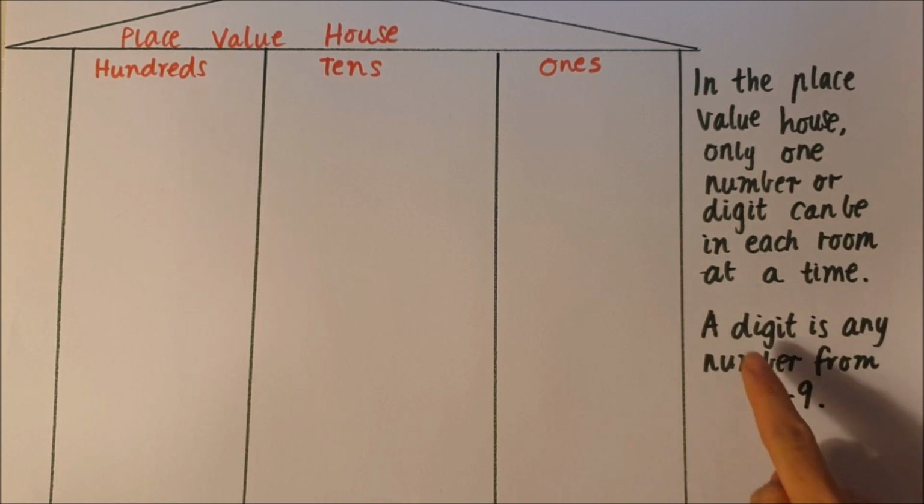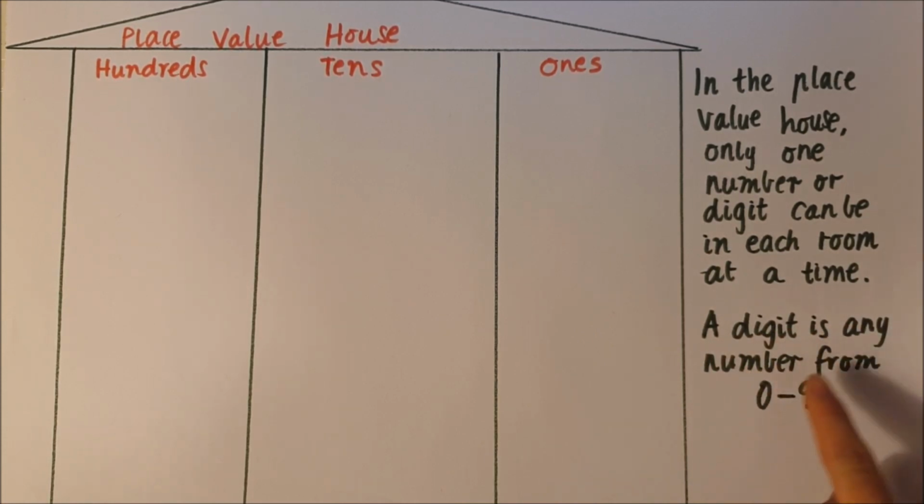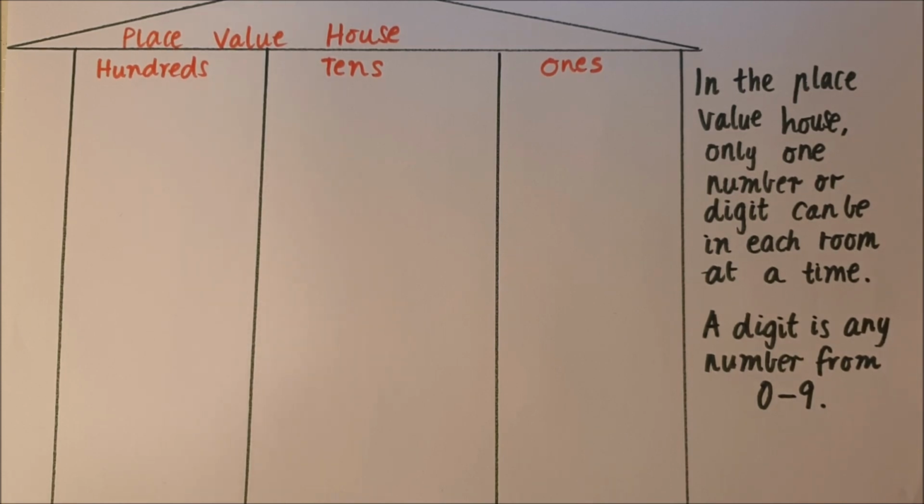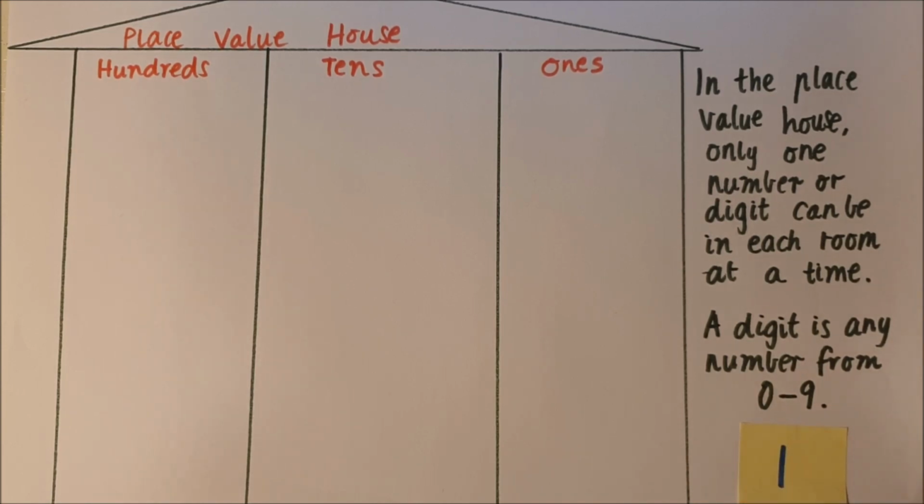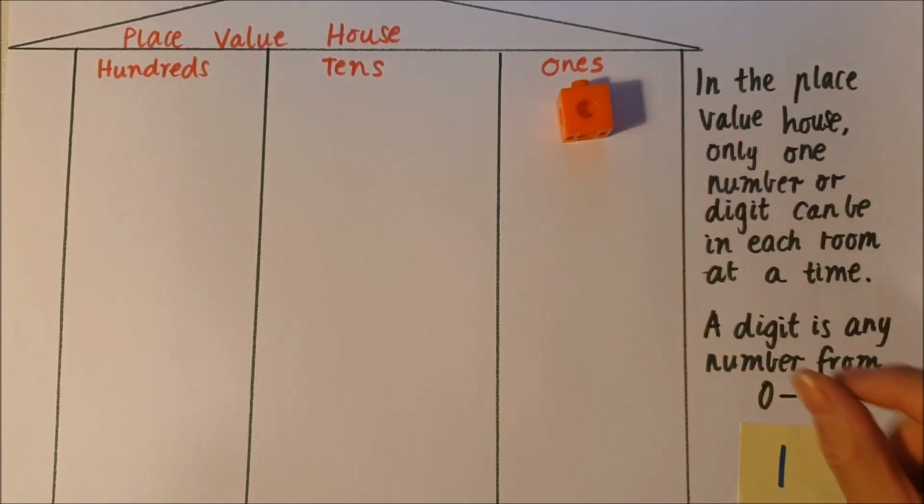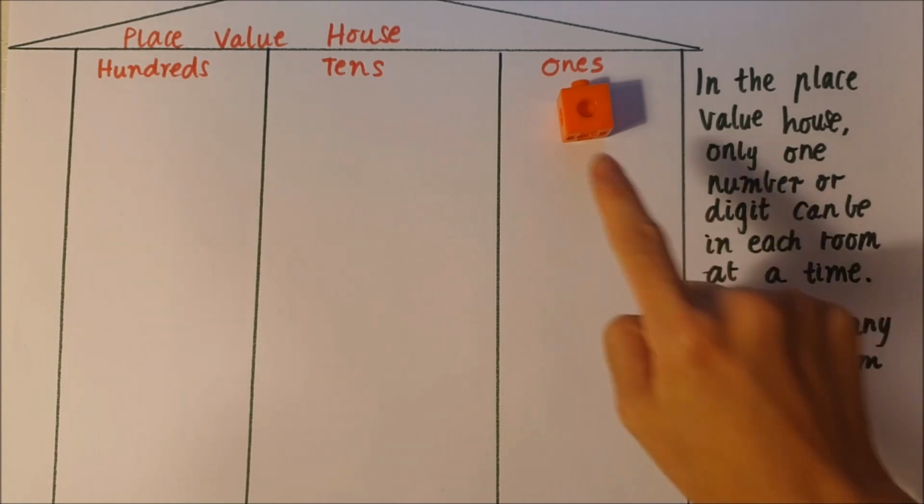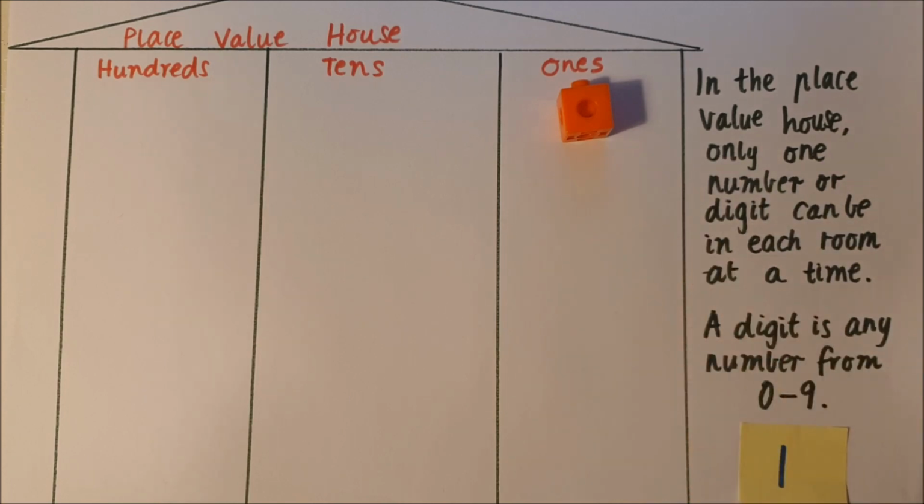What is a digit? A digit is any number from 0 to 9. So, if I had the number 1, that means 1 block lives in the 1 room. I'm using some Unifix blocks, but if you were going to do this activity, you could use some Lego blocks or icy pole sticks, any other concrete material.